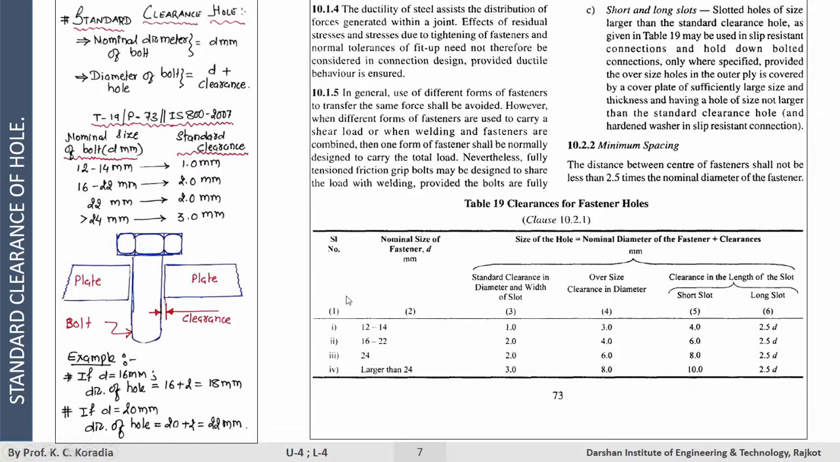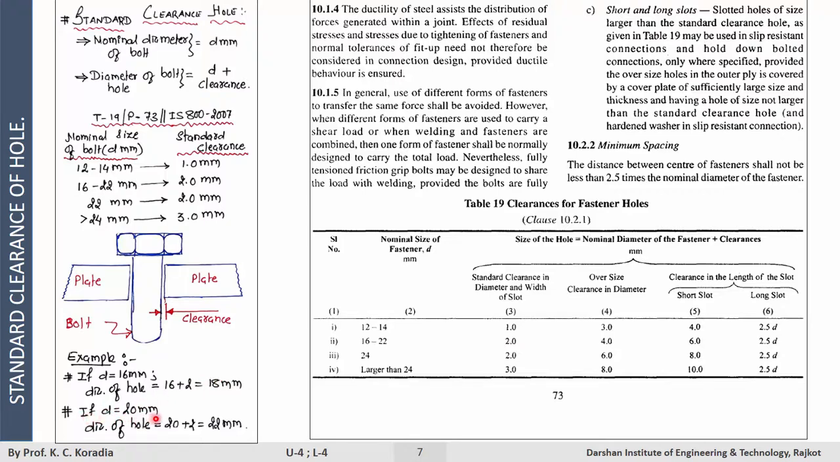Here I have isolated the values of column number 2 and column number 3 in these leaflets. Here the nominal diameter of bolt is represented by d mm. Diameter of hole will be equal to d plus the applicable standard clearance. For example, if we have a bolt diameter of 16 mm, diameter of hole will be 16 plus 2 mm, which is the applicable standard clearance. Therefore, the hole diameter will be 18 mm.